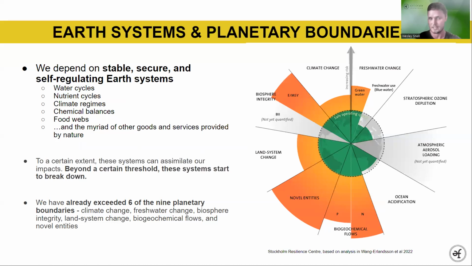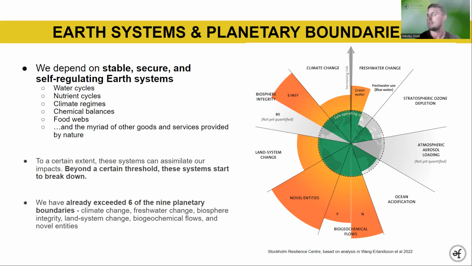So the basic concept is we depend on stable, secure, and self-regulating Earth systems. I think that everybody's pretty familiar with climate change and atmospheric conditions. That we need air to breathe, obviously. We need stable climate systems, dependable rainfall patterns, etc. But that's not all that we depend on. So there are also water cycles, nutrient cycles, biogeochemical flows and chemical balances, food webs, and biosphere and ecosystem integrity that are fundamental to our health and well-being on this planet.